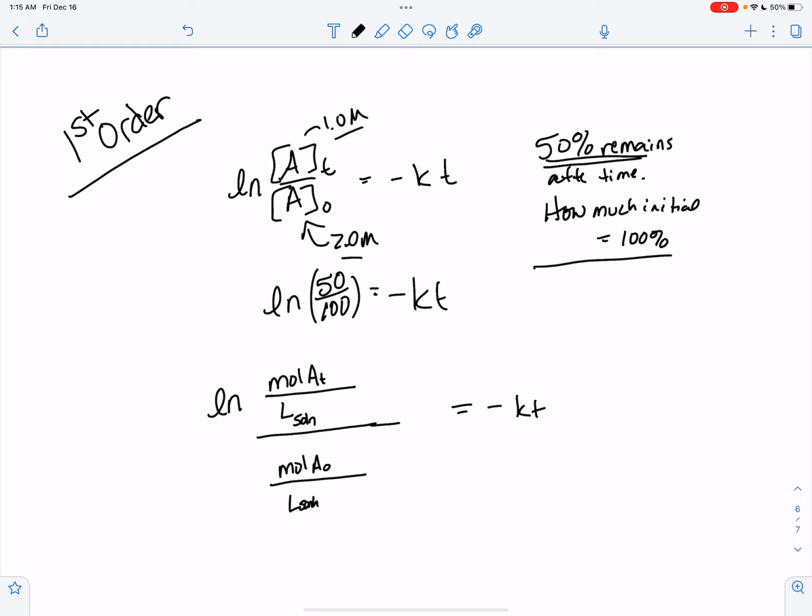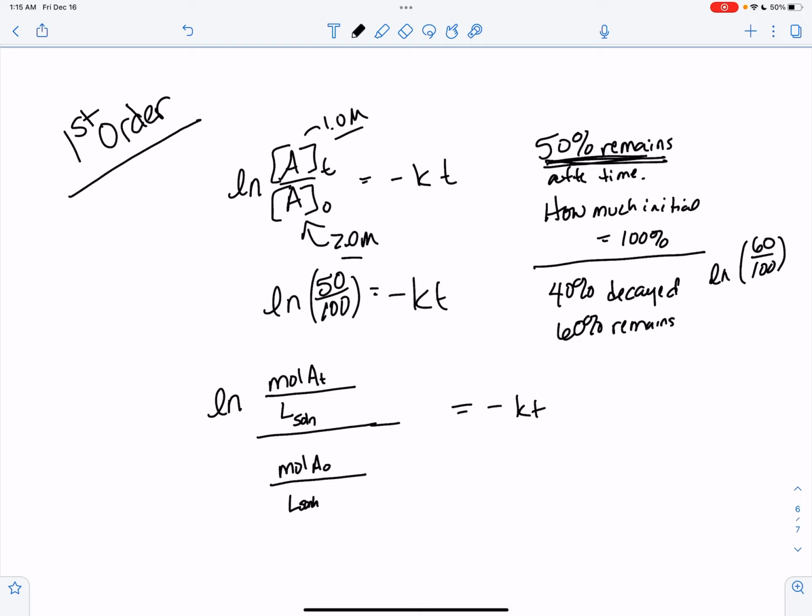Now, it could also be phrased like this, and I'm going to change the number, that 40% decayed. So if 40% decays, the amount that remains is 60%. So in that case, when you're filling it in, you would do 60 over 100. So you have to watch the phrasing on this. If it says remains to begin with, you're great. If it doesn't, then you need to figure out how much remains by subtracting the number from 100. So that's one other way of writing that.